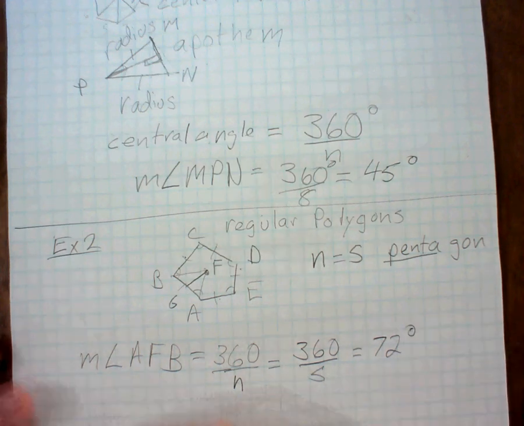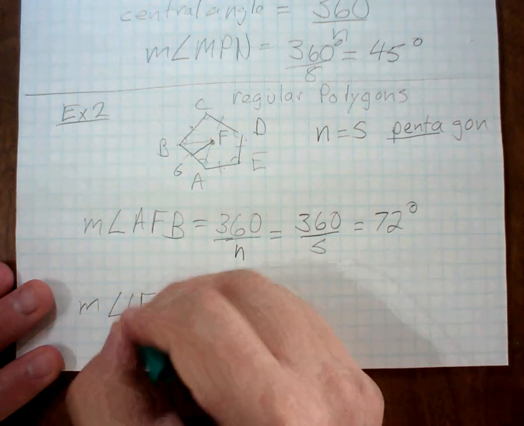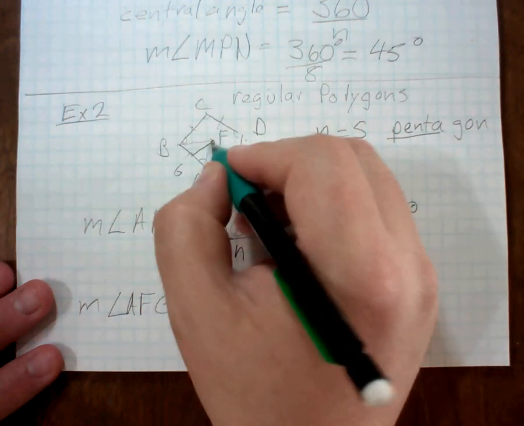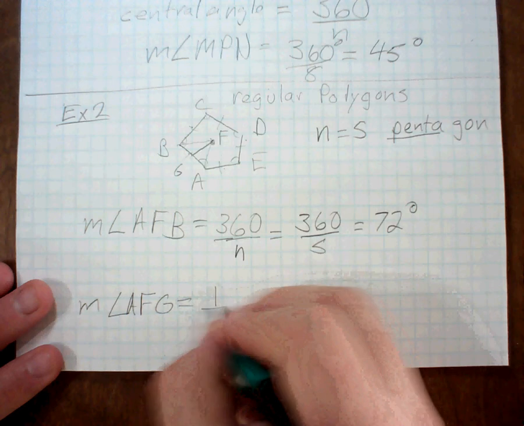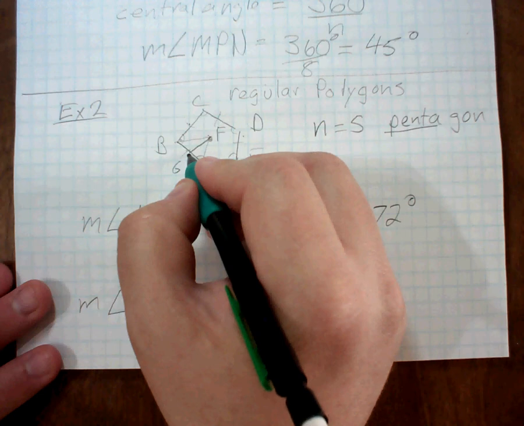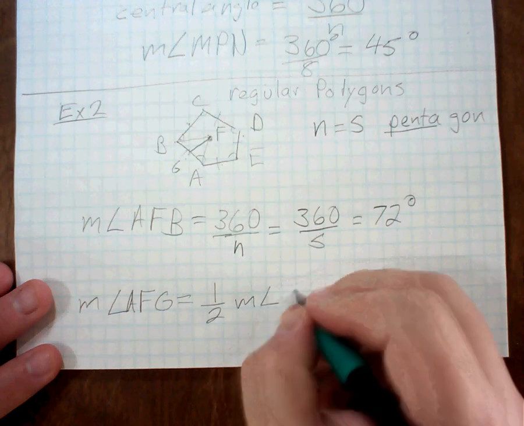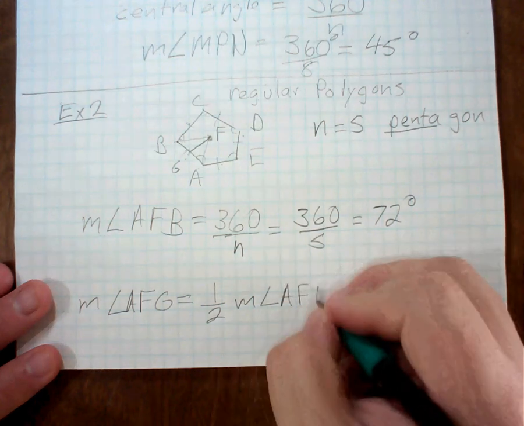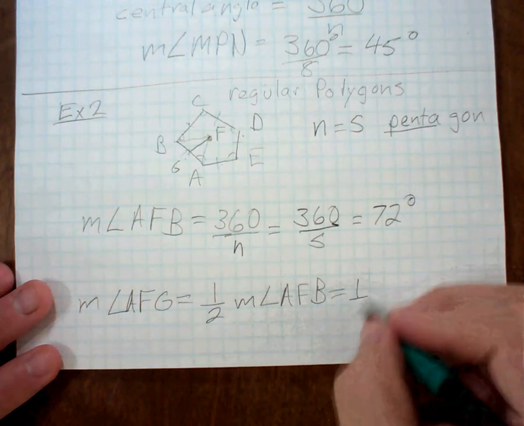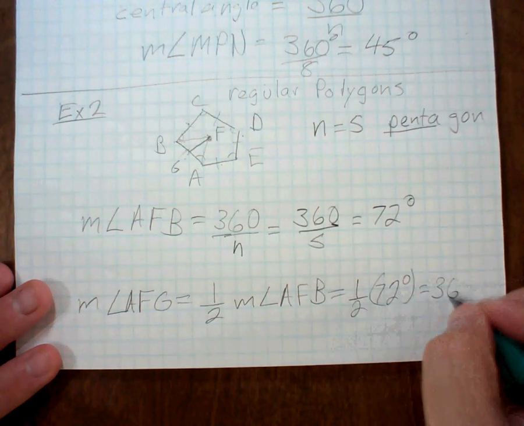Then they want to know what's the measure for angle AFG. Well, AFG from A to F to G is actually 1/2 that. So that is equal to 1/2 the measure of, because it's a perpendicular bisector and it's an angle bisector, so it actually cuts AFB in half. So it's 1/2 times the measure of AFB, which is equal to 1/2 times 72, which is equal to 36 degrees.